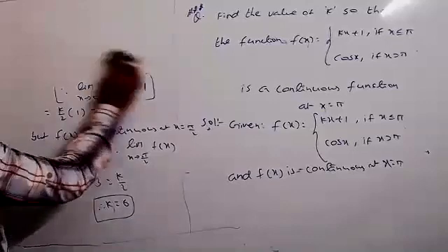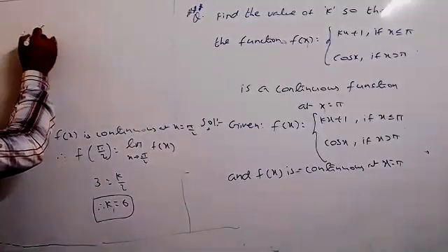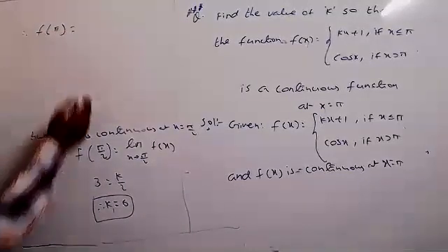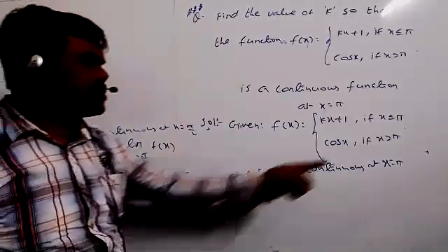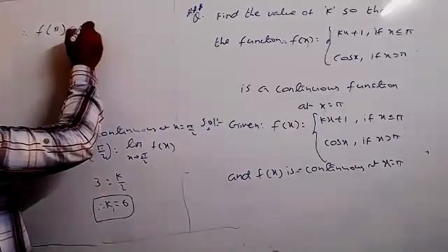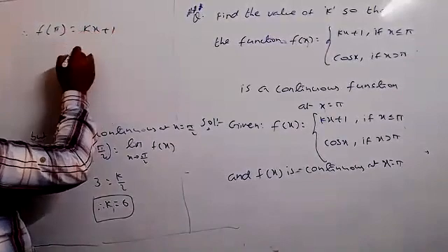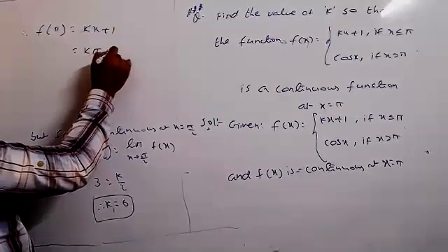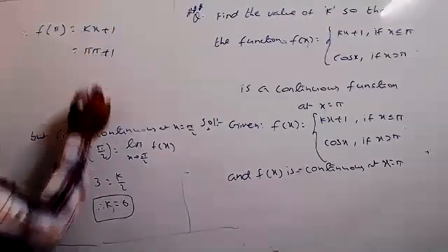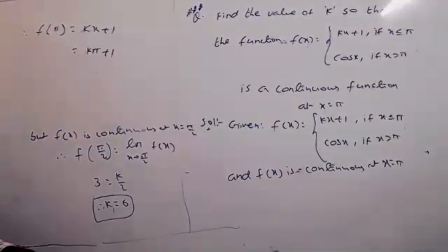According to the definition, first we have to find f of a. Therefore, f of pi equal to, when you take x equal to pi, what is the condition we have? kx plus 1 is there. So you can write f of pi equal to kx plus 1, which is equal to k pi plus 1. Correct? It's correct already, no? k pi plus 1.